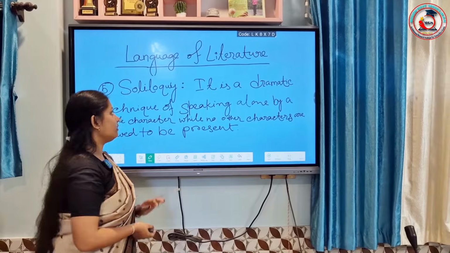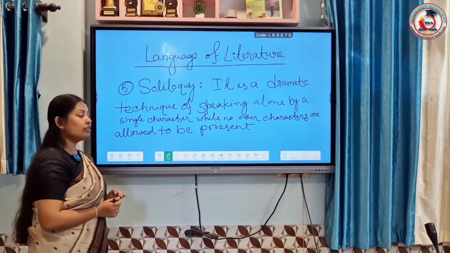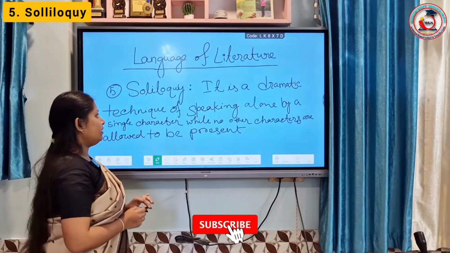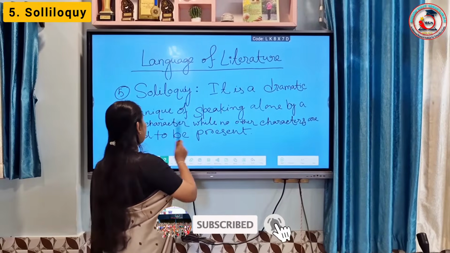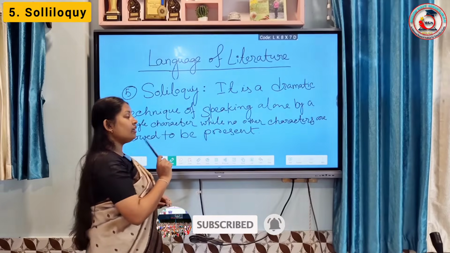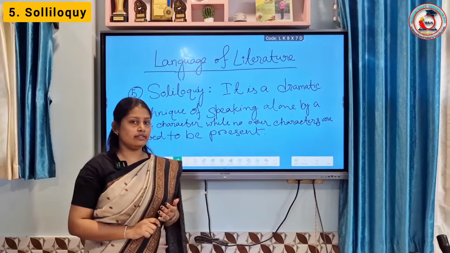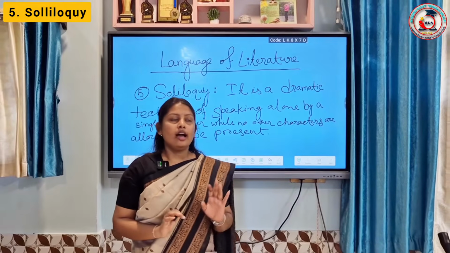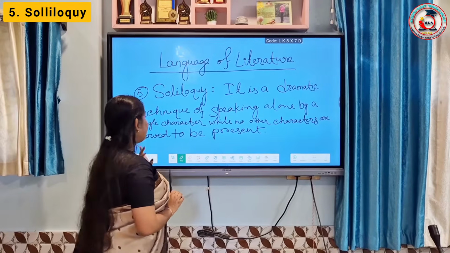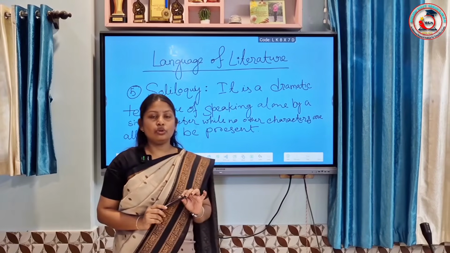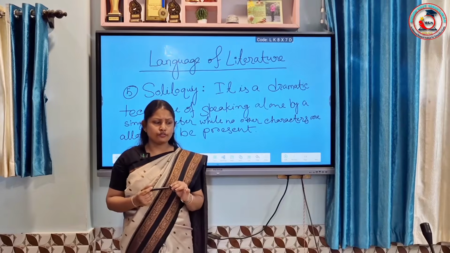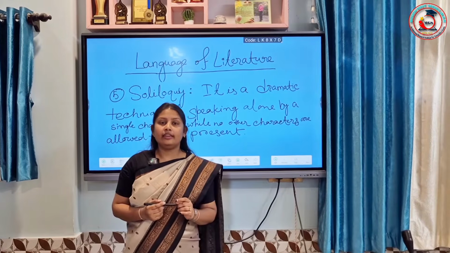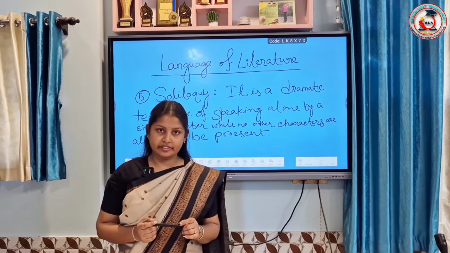So the fifth literary term is soliloquy. And soliloquy is a dramatic technique of speaking alone by a single character while no other is allowed to be present. So we can see the use of soliloquy in Hamlet by William Shakespeare.